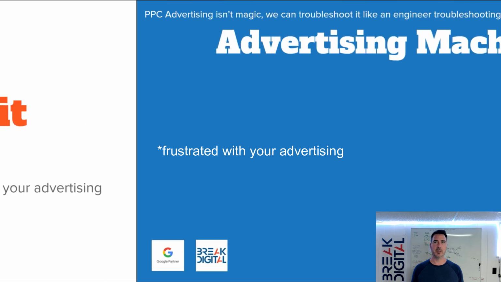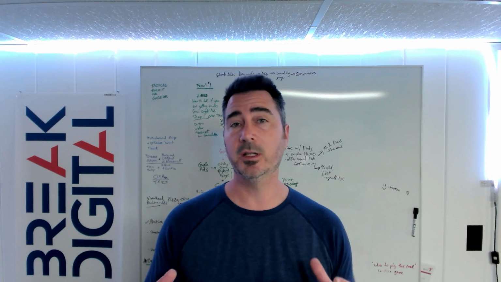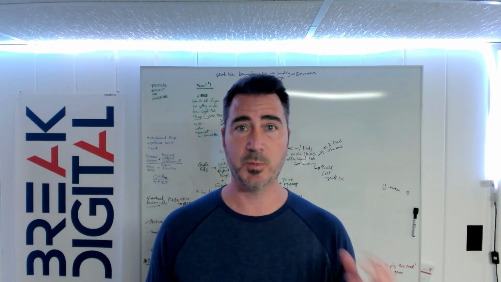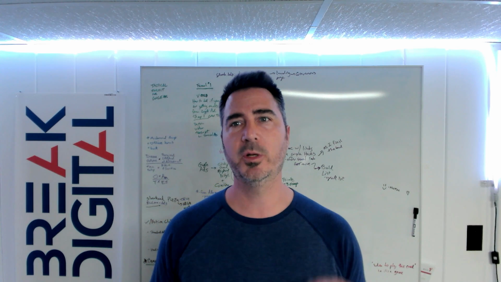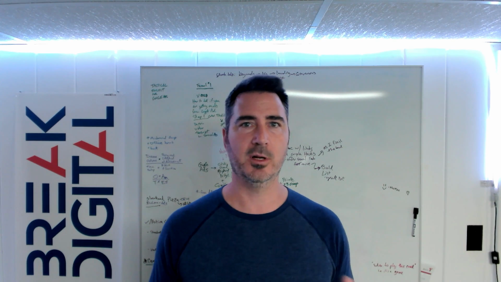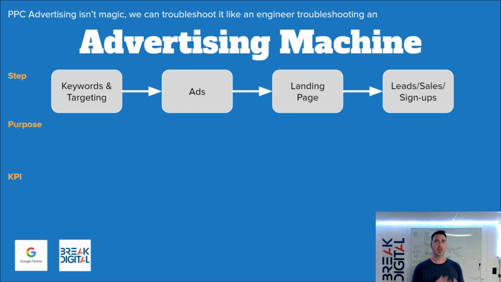If you're feeling frustrated with your advertising right now, I totally get it. It's easy to feel like pay-per-click advertising specifically is just magic. It's either working or not, but we can troubleshoot it like an engineer would troubleshoot an advertising machine. We can break the process down into components, and each one has a purpose, a KPI or key performance indicator that will help us troubleshoot each step and make sure that they're all working as they should be. It helps us figure out where the problems are.